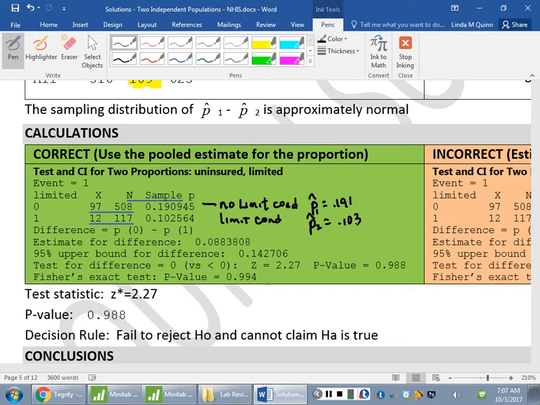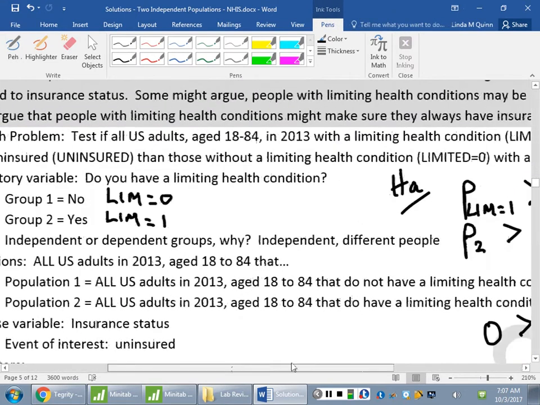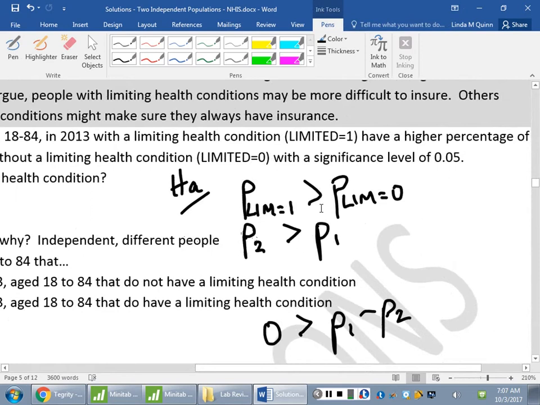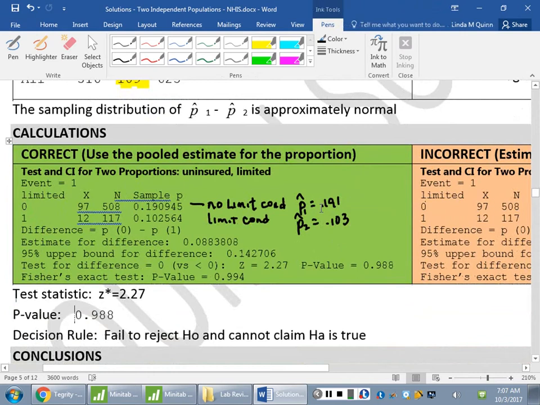Okay? So remember, if we're trying to prove that people with a limiting health condition have a greater chance of being uninsured, you can see that our results here go in exactly the opposite direction. People that have no limiting health condition are more likely to be uninsured. And so that's why the p-value is so large, because this data doesn't support the alternative hypothesis. All right? So we get to our conclusion section.